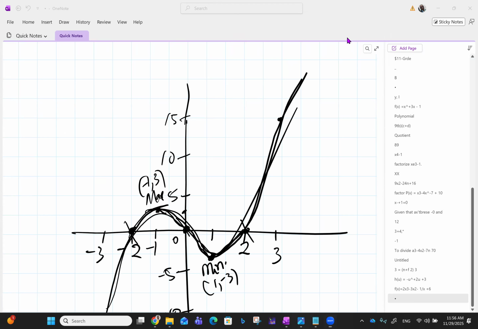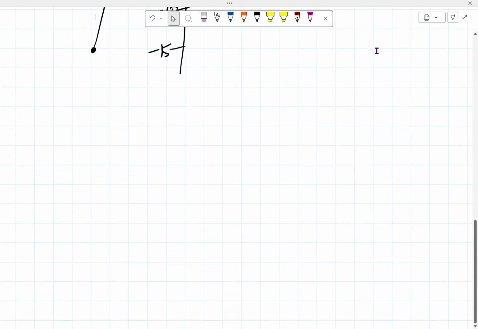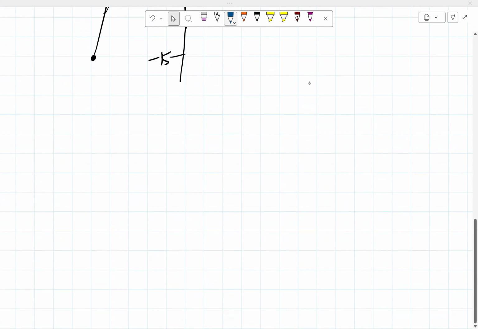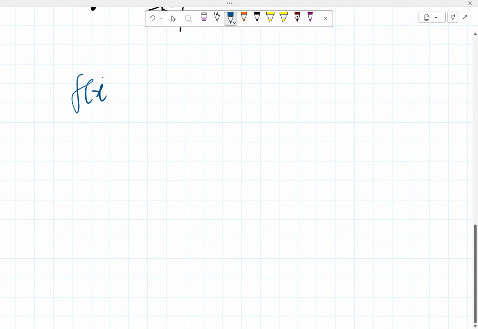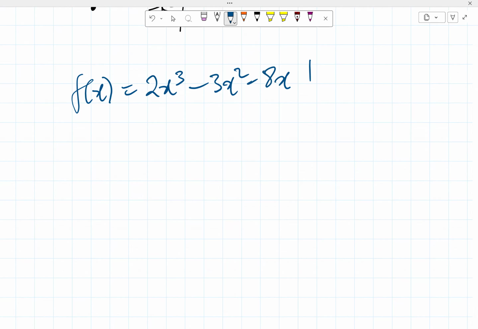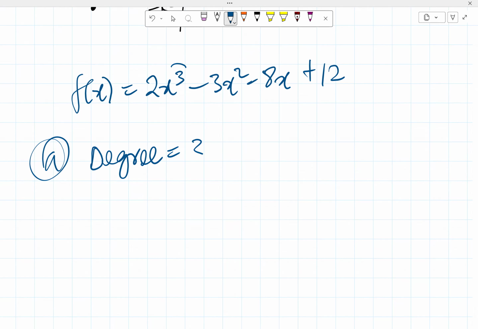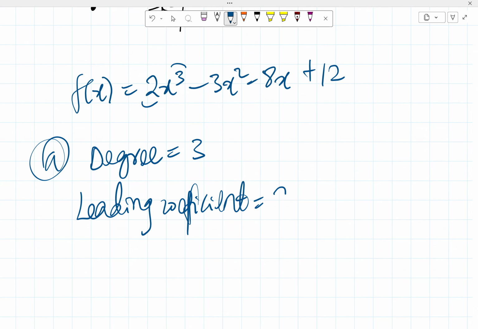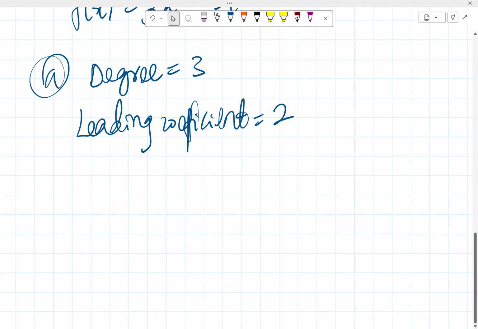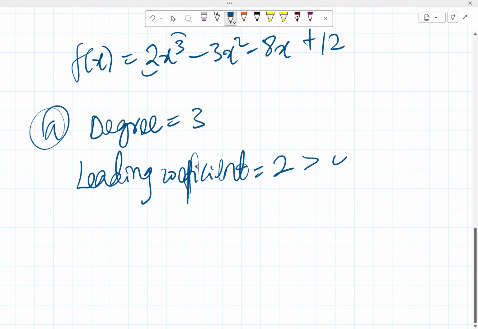So here now, f of x is equal to 2x cubed minus 3x squared minus 8x plus 12. And we need to sketch this, right? So first of all, what is the degree? The degree is 3. Then the leading coefficient is 2. Okay? Now with that in place, we go for the next one. By the way, the leading coefficient is 2, that means 2 is greater than 0, right?